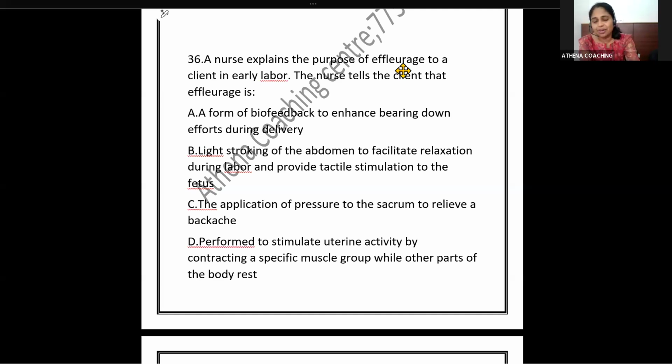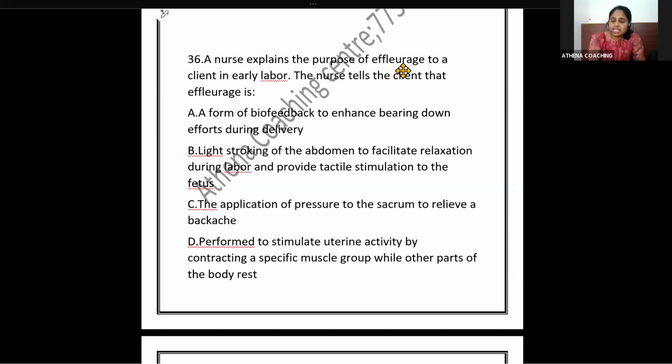So read the options directly. Have you heard about effleurage? You can just go through the options and then I'll explain. Normally, effleurage is a light stroking. It's like a tactile stimulation. Simply, tactile stimulation to stimulate the uterus is what is called effleurage.